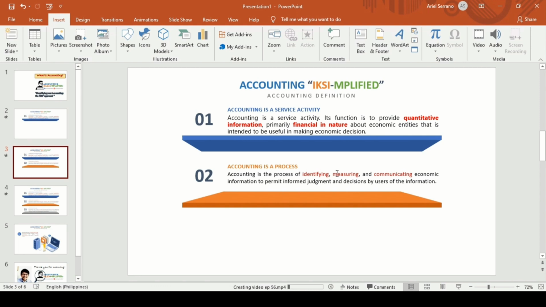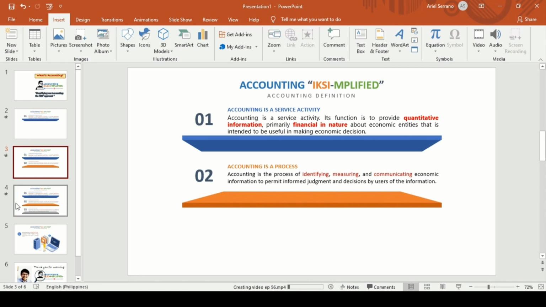Okay? Now, once we measure, it is usually summarized, and when this summarized data and information are available, it is then communicated to the users of the information to permit informed judgment that will be useful in their decision making, because management decides based on the financial reports that are made available to them. That is very important when we are dealing with accounting transactions, when it is already being reported to the management. So accounting is a process. That is the second definition.